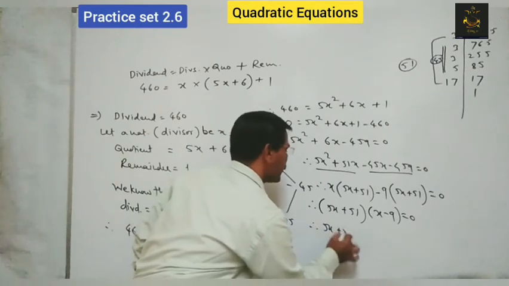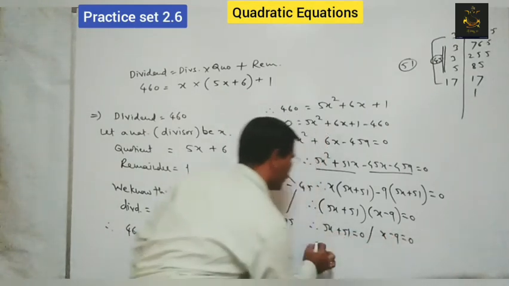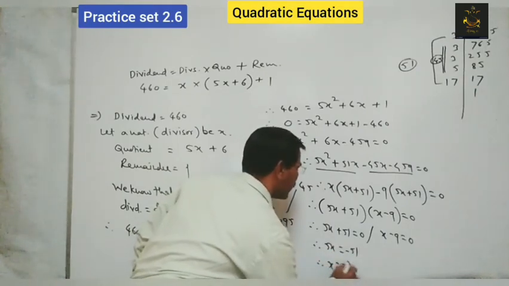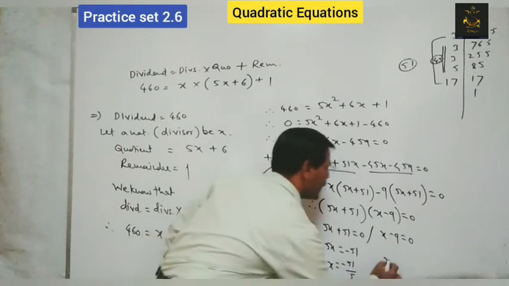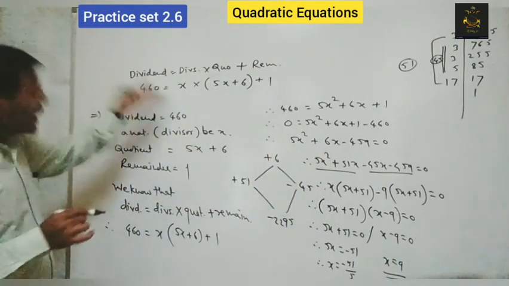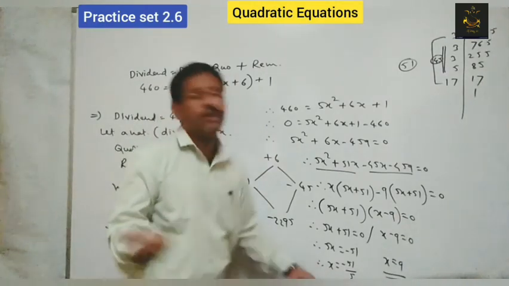Therefore 5x plus 51 is equal to 0, or x minus 9 equal to 0. So 5x equal to minus 51, x equal to minus 51 by 5. And this side x equal to 9. Look here, what is this x here? A natural number. A natural number is never negative, never a fraction.